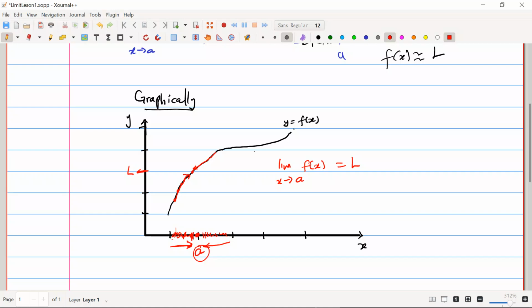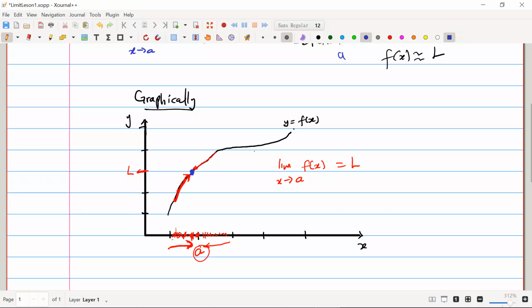As you get closer and closer to the x value from both sides of that particular value, the y value also gets closer and closer to a particular value. In this case, if I'm getting closer to a from the left side, the y value is getting closer to this particular point. If I'm getting closer to a from the right side, the y value is getting closer to that as well.